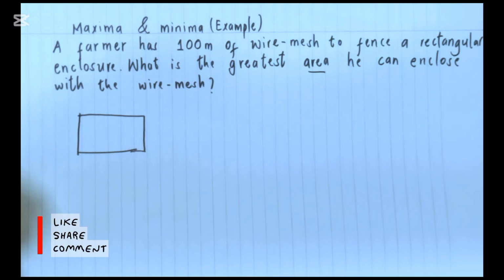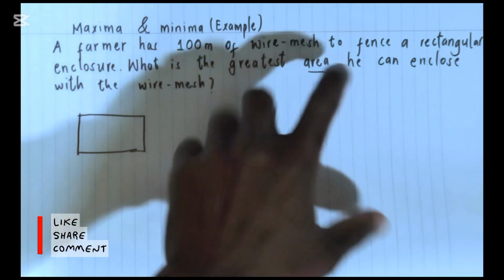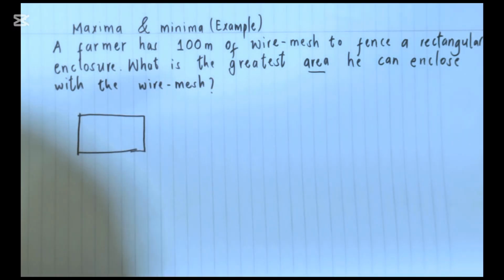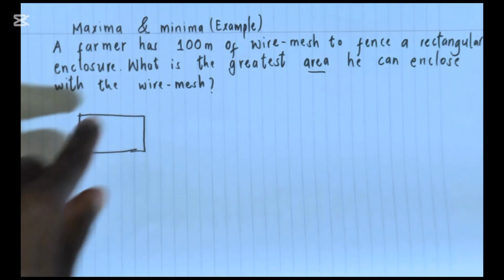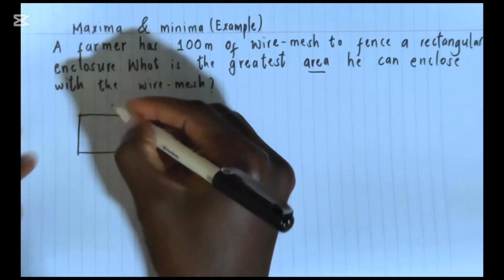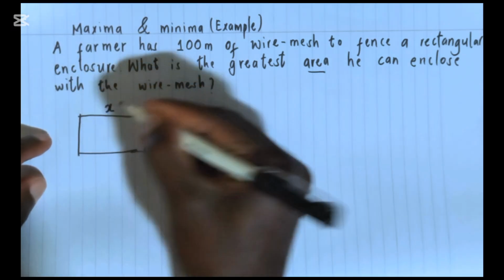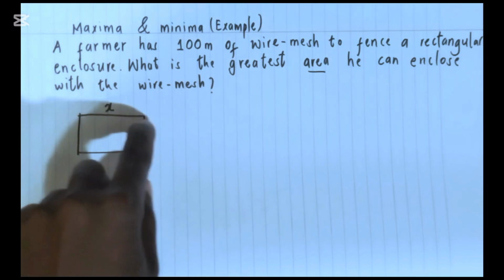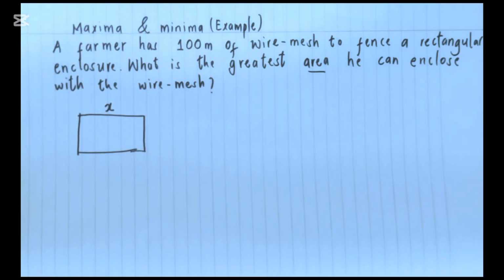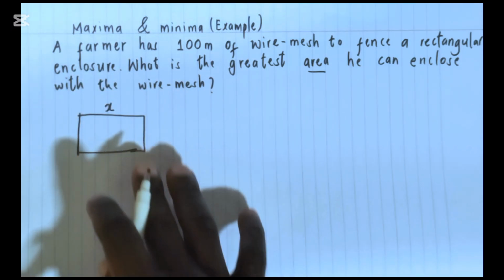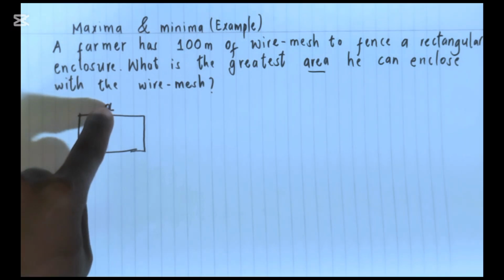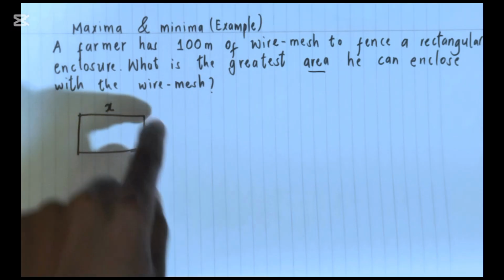So we know that the farmer has a wire mesh that is 100 meters long. We are not able really to tell how much of that 100 meters will cover the length of this rectangular enclosure. So we are going to assume that, let's say, it's going to cover x meters of the wire mesh that he has. Note that our length will therefore be x, and if our length is x, what then becomes our width?